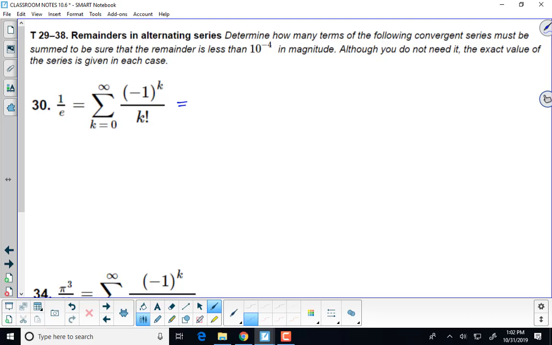So we plug in a 0, so we're going to get a 1. And then we plug in a 1, so we'll have a negative. And it looks like we'll have 1 minus 1 to start out. So that's 0, 1, and then we plug in a 2, and it's going to be positive, so we get 1 half. Then we plug in 3, so it will be negative. So it's going to look like this. Then we plug in 4. Then we plug in 5. So this converges to 1 over e.